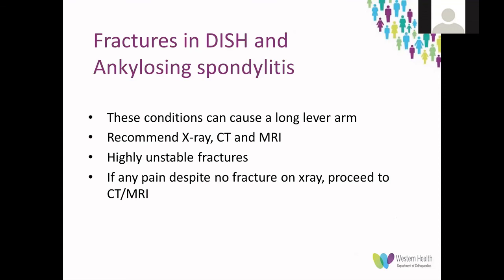And then just to finish, just a word of warning that kept coming up through my reading, particularly for the registrars when you're seeing patients with neck pain: if they have a history of diffuse idiopathic skeletal hyperostosis or ankylosing spondylitis, even if there's no pain and no fracture on X-ray, it's important to have a high index of suspicion, because they basically have a long lever arm and it's very common to have fractures. So have a low threshold for moving on to a CT or MRI for these patients.